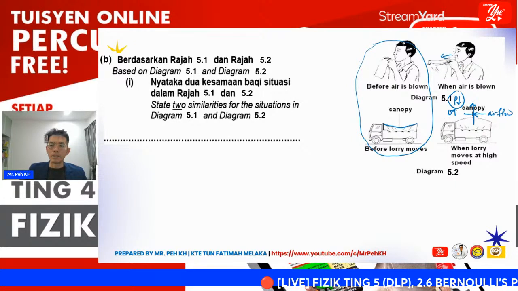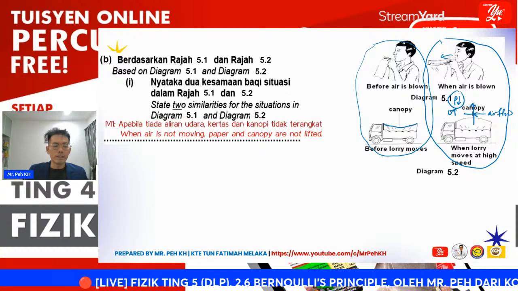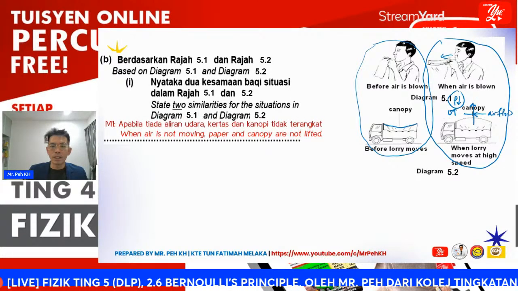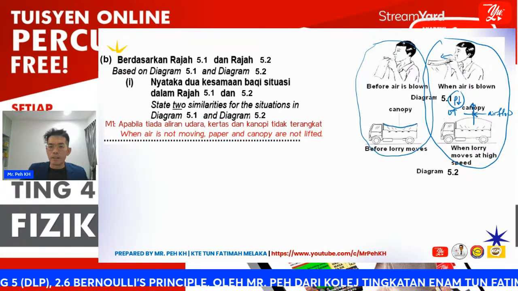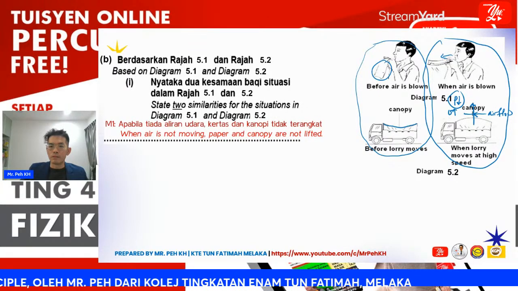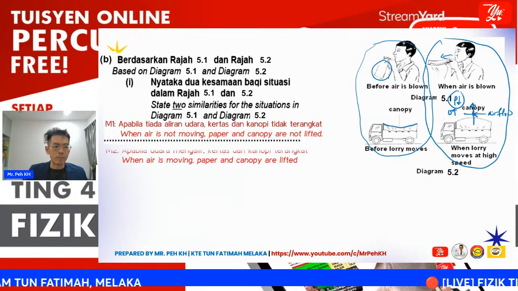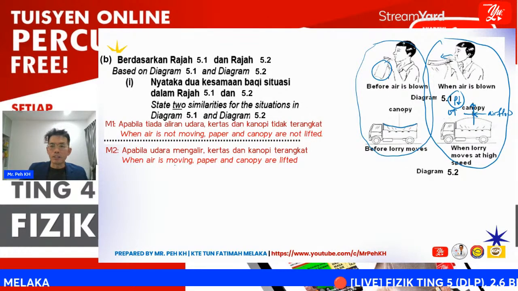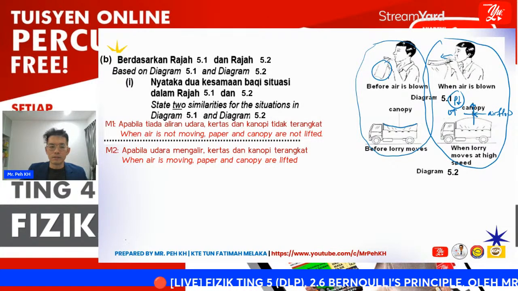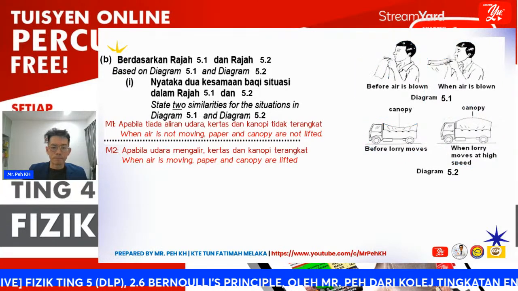So the similarities with the two diagrams: first, when air is not moving, the paper and the canopy are not lifted, as in diagram 5.1. Then the second mark: when air is moving, the paper and canopy are lifted. This is just observing the diagram.